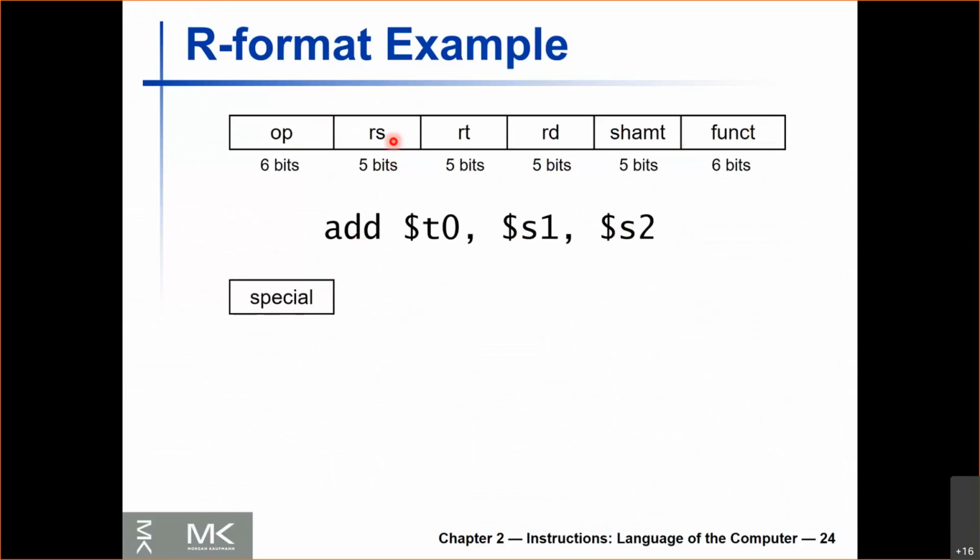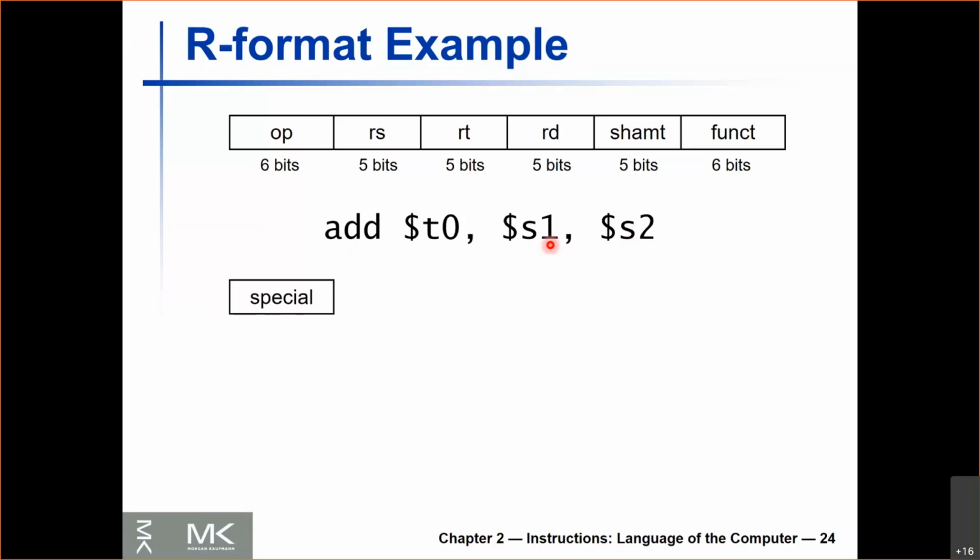The next value is going to be RS. What is RS in this case? What are my two source registers here? I'm doing add T0, S1, S2. What are my two source registers and what is my destination register? S1 and S2 are my two source registers.